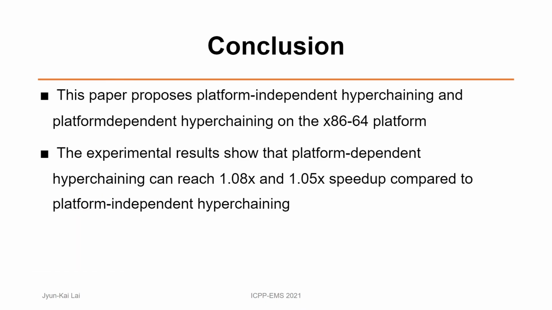This paper proposes platform-independent hyperchaining and platform-dependent hyperchaining on the x86-64 platform. The experimental results show platform-dependent hyperchaining can reach 1.08 times and 1.05 times speedup compared to platform-independent hyperchaining.